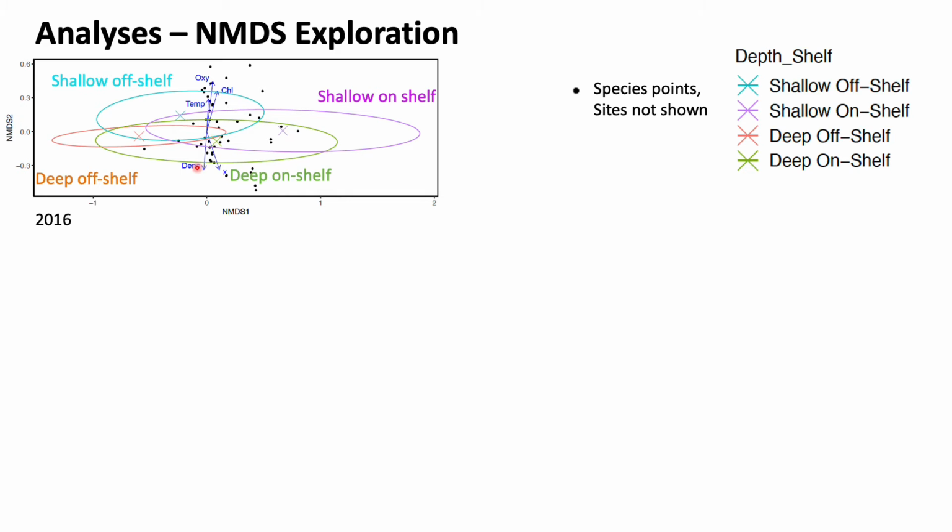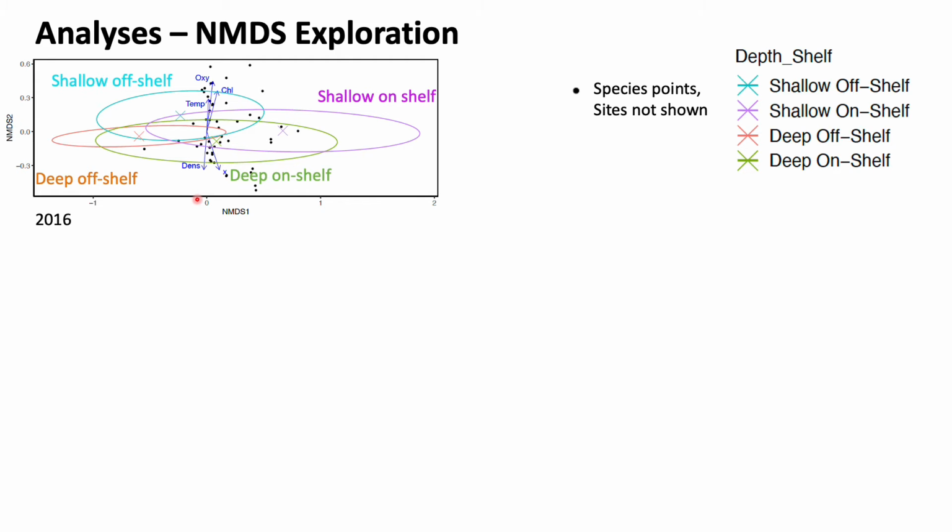combinations by using ellipses. The blue ellipse shows stations that are shallow and off-shelf. The purple ellipse shows shallow and on-shelf locations. The red ellipse shows deep and off-shelf locations, while the green ellipse shows deep and on-shelf locations. We can see that the sites separated out by horizontal and vertical strata quite a bit.